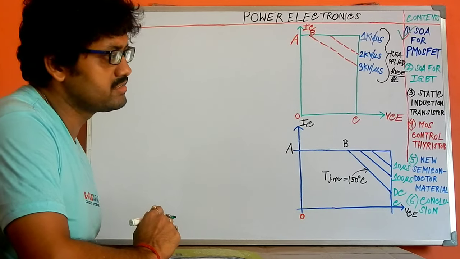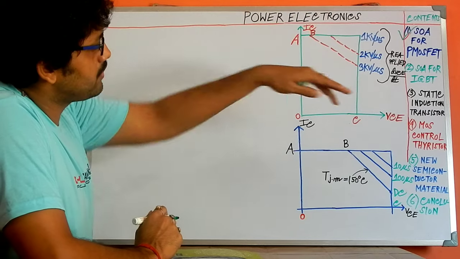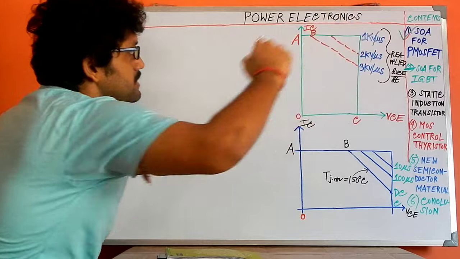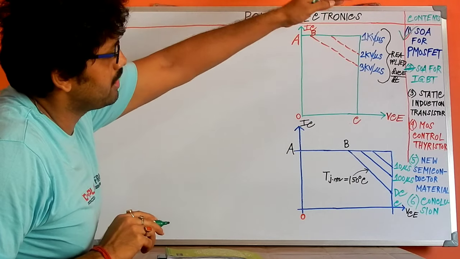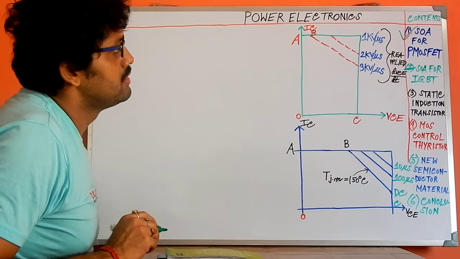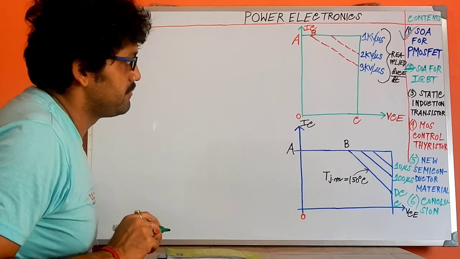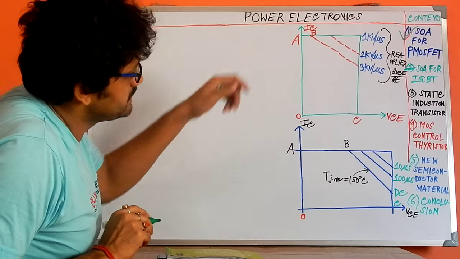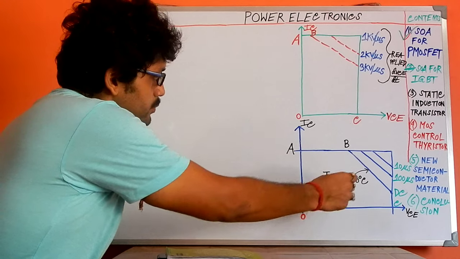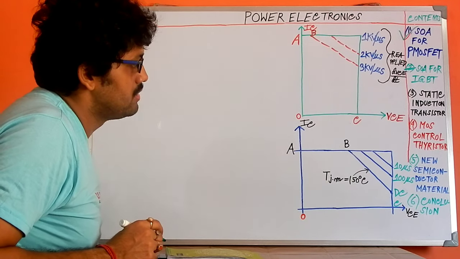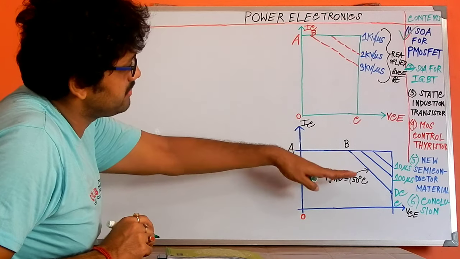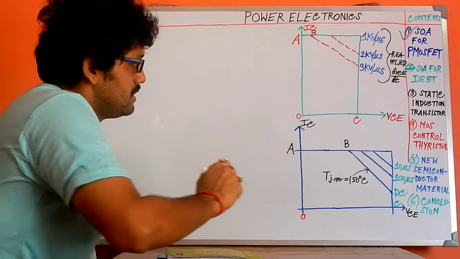Our next topic is SOA for IGBT, or safe operating area for IGBT. For power MOSFET, the reverse biased and forward biased safe operating areas are the same. But here for the IGBT, these are two different concepts. The lower portion is for the forward biased operation, and it is the same just like our power MOSFET.